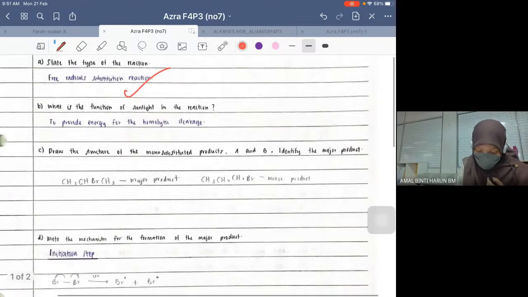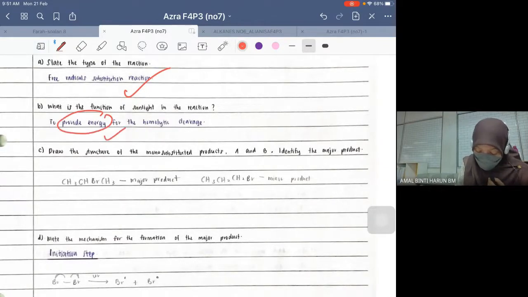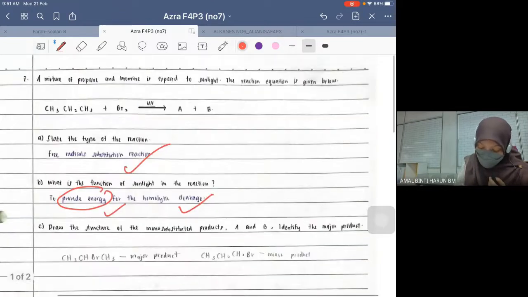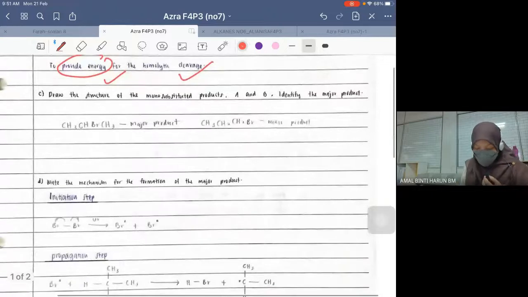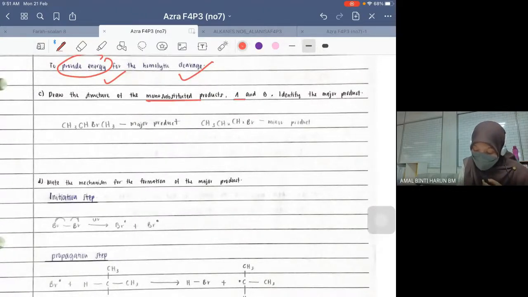Next, what is the function of sunlight? So, it's provide energy for the homolytic cleavage. Okay, UV ni yang akan break bromine. Kalau tak ada UV, reaction tu tak jadi. Draw the structure of monosubstitute product A and B.